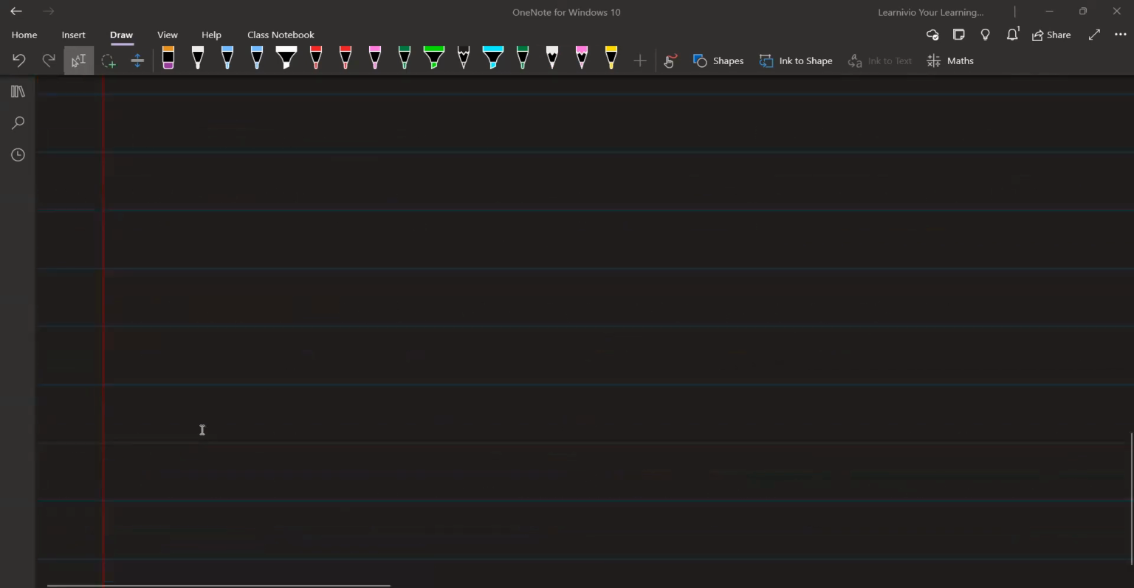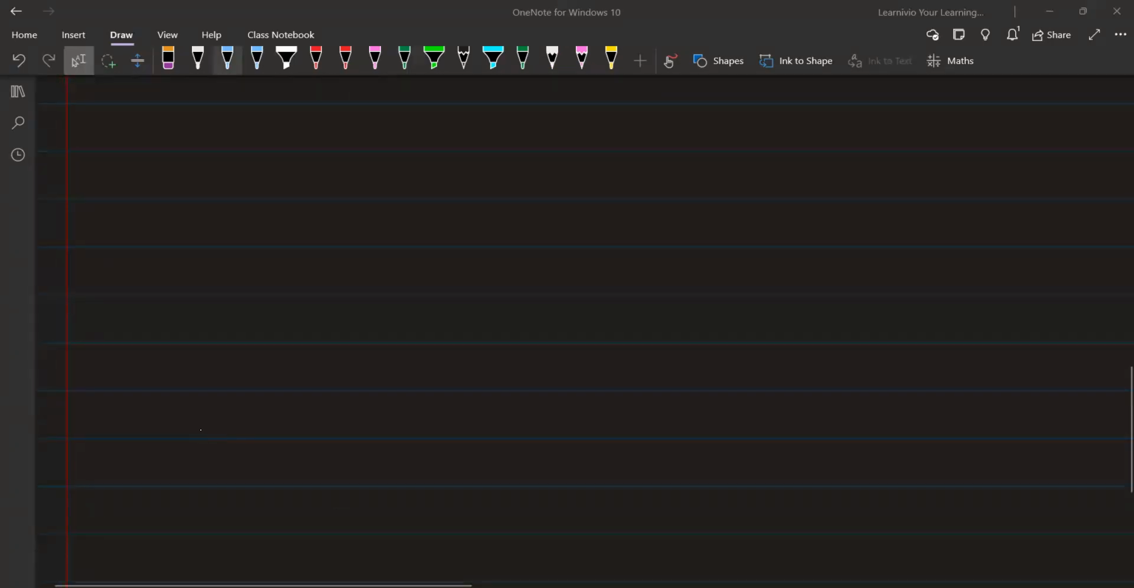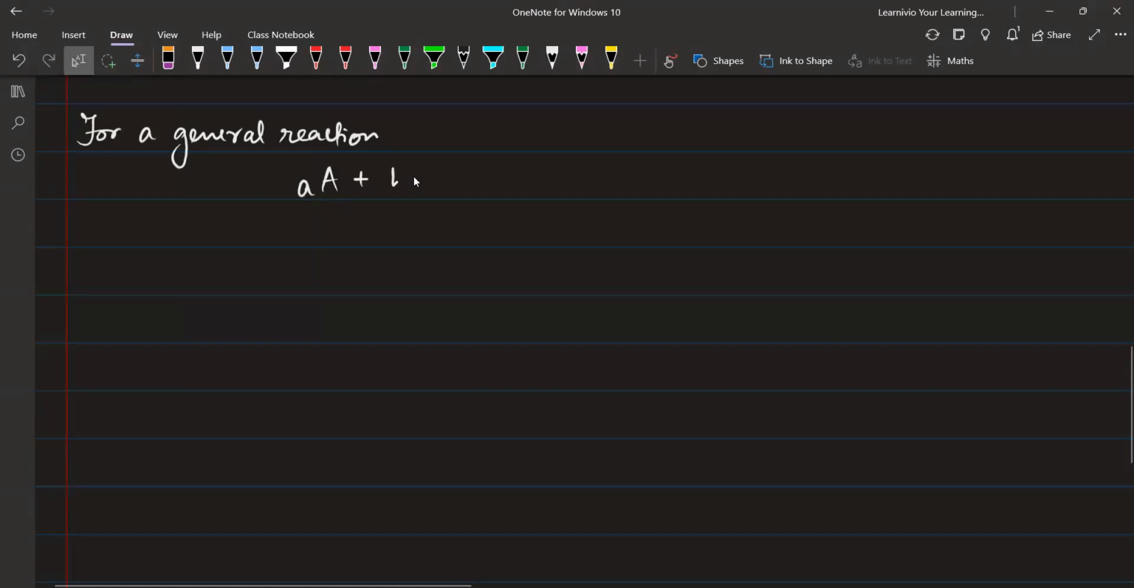तो एक चीज लिख लीजिए, please write this with me. For a general reaction, A plus B giving C plus D, rate of consumption of A is equal to minus del A by del T, है ना? इसमें कोई वगैरह नहीं आएगा कुछ भी. I hope you guys will remember.